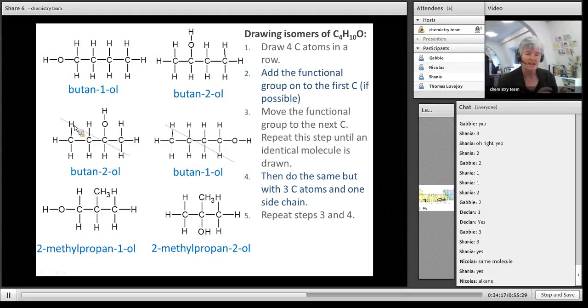So can you see how I'm using this terminology? By using the straight and branched and primary, secondary, tertiary, we can focus on the type of isomer we want.